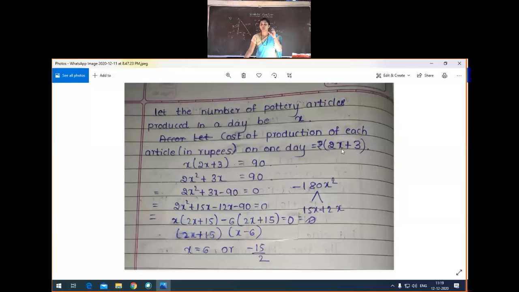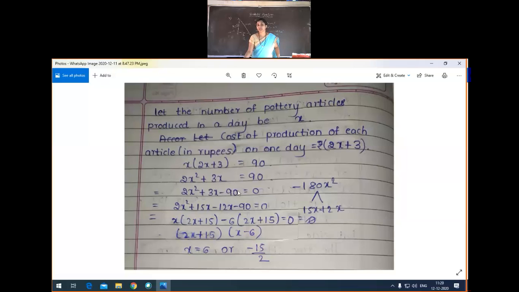So the total cost is 90 rupees. Then x into 2x plus 3 is equal to 90. So the total number of articles produced on a particular day into the cost of one article is equal to 90. Then x into 2x is 2x square, plus x into 3 is 3x, which is equal to 90. Then 2x square plus 3x minus 90 is equal to 0. This is a quadratic equation.